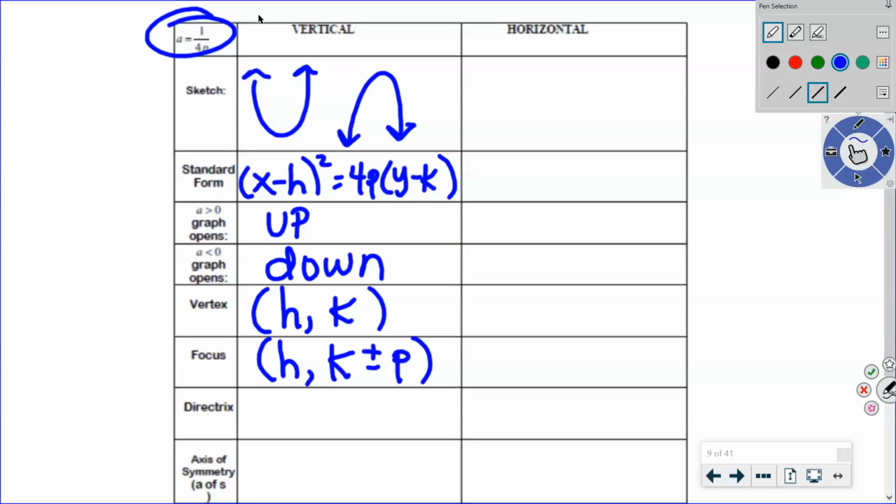So remember, your focus is on the inside. Your directrix is not on the inside, so you would go p places away from it. So it's y equals k plus or minus p. Whatever you did to the focus, you're going to go in the opposite direction from the vertex to get the directrix. And then your axis of symmetry, I think you guys should have that memorized from Algebra 1. Remember, it's always x equals h.